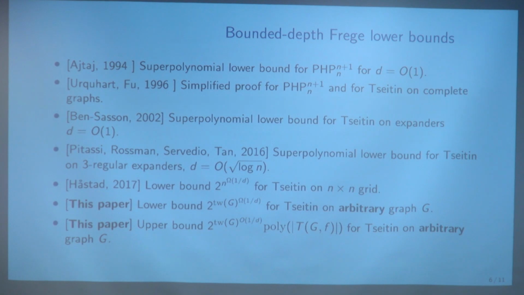So the consequences of this upper bound are, first, that it gives us a polynomial size proof when the depth of a formula is about the logarithm of the treewidth of G. And with the matching lower bound, it induces a strict depth hierarchy for proofs in bounded-depth Frege for Tseitin formulas.